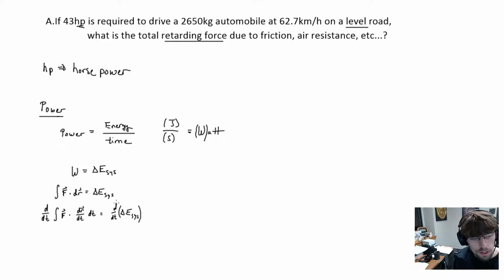Well, the right-hand side, the change in energy per unit time, is what we have defined as being power. So let's put that in down here. This is just the power. Over on this side, we've got some pretty cool things going on. First of all, dr/dt is known as the velocity. So we have the integral of F dotted into our velocity, dt, with d/dt in front.